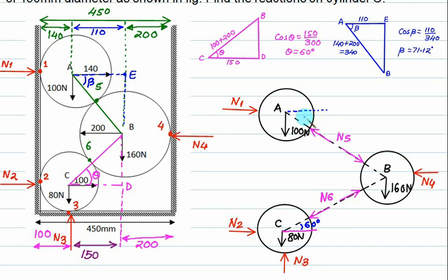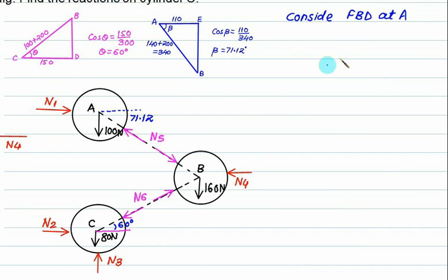Beta, and this angle is 71.12. That completes the FBD. Okay, consider FBD at A. For FBD at A, this one is your axis system. Draw a separate figure at this point, so you can show this point equals A.